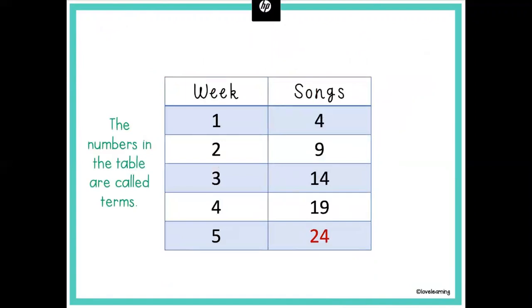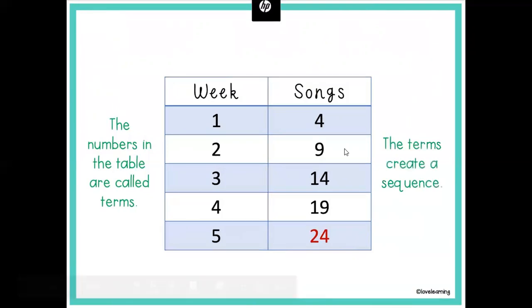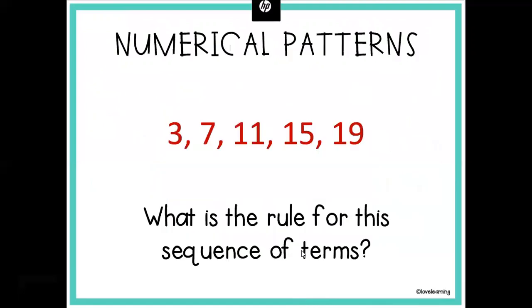So the numbers in this table are called terms. When you hear the word term in today's mini lesson, you'll want to think about these specific numbers. Any number in these tables is called a term. The terms create a sequence. So the weeks, 1, 2, 3, 4, 5, create a sequence. The songs are also a sequence. So all the terms made up equals a sequence.